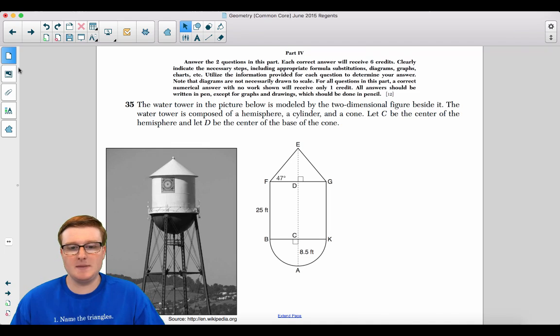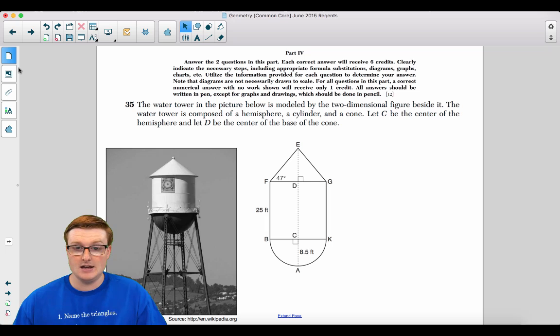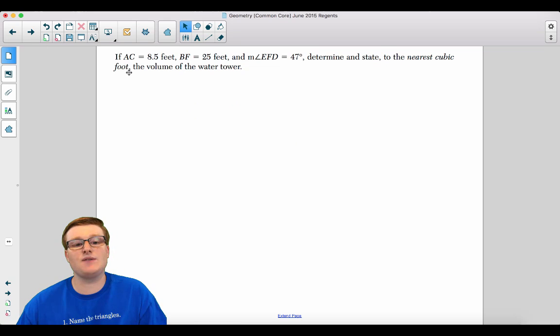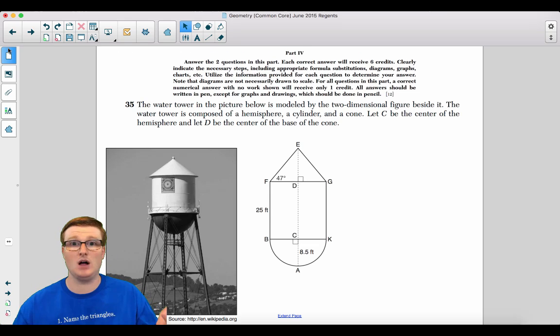The water tower in the picture below is modeled by the two-dimensional figure beside it. The water tower is composed of a hemisphere, a cylinder, and a cone. Let C be the center of the hemisphere and let D be the center of the base of the cone. Now the question is saying on the next page, it says if AC is 8.5 feet, BF is 25 feet, and the measure of angle EFD is 47 degrees, determine and state to the nearest cubic foot the volume of the water tower.